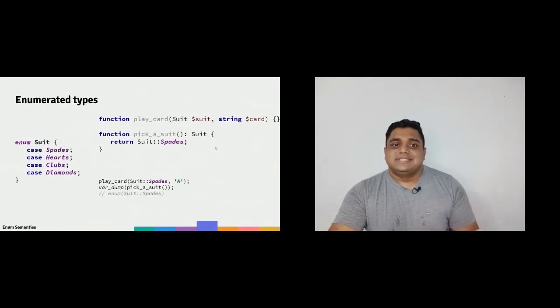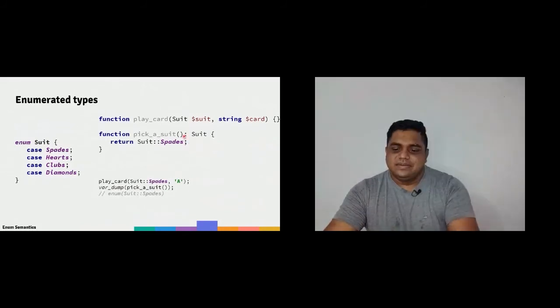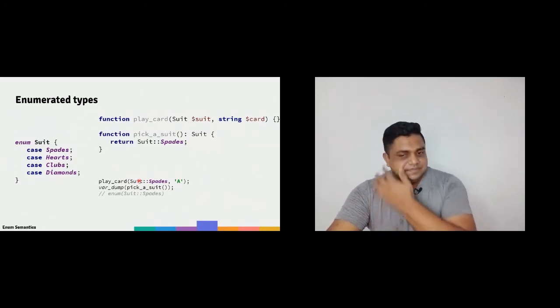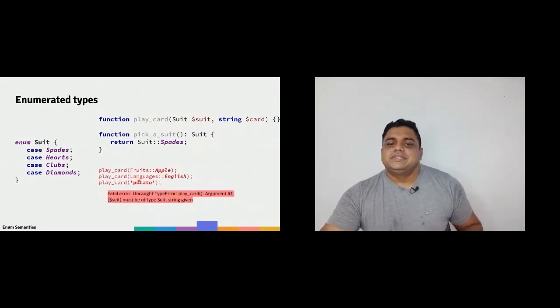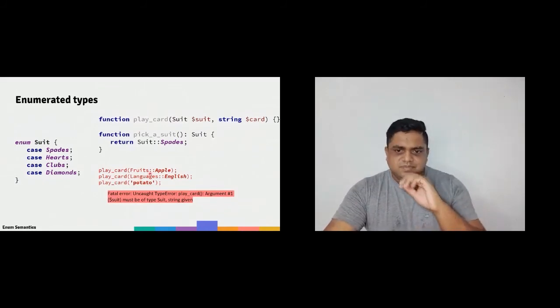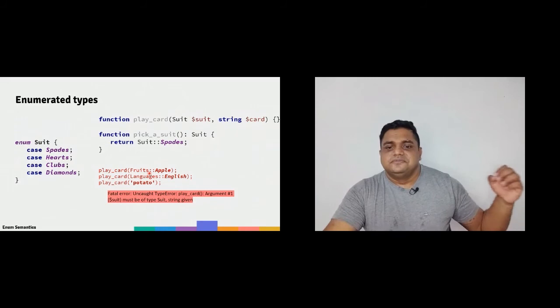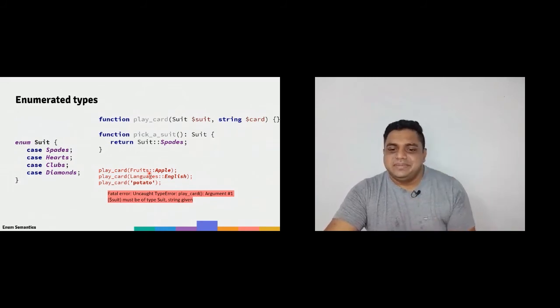Because this is a type, here I'm just trying to show how the type errors work. Here we have this function called playCard, and then we accept any value from suit, and then a card as a string. Here we try to pass a valid one, so PHP will be fine, no exceptions. But if we try to pass any values, say from a different enum, or just a string, or it's a different type, PHP will throw a type error saying it must be of this type suit. You don't have to do this by yourself now.